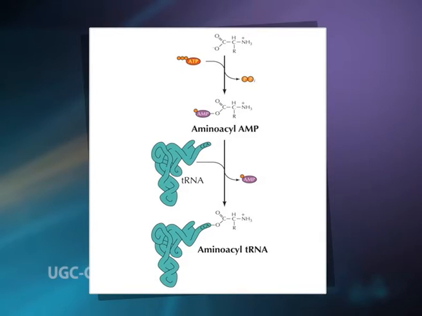After ATP mediated activation of amino acids, the carboxyl group of the amino acid is attached to the 3' hydroxyl group of tRNA with an ester linkage. Please see the figure on screen, which explains how the amino acid is attached to the 3' hydroxyl group of tRNA with an ester linkage.